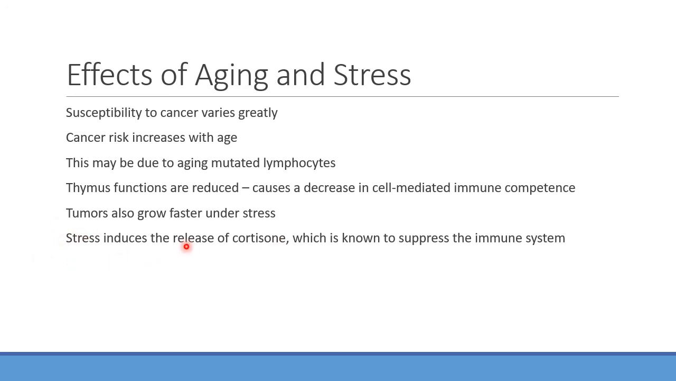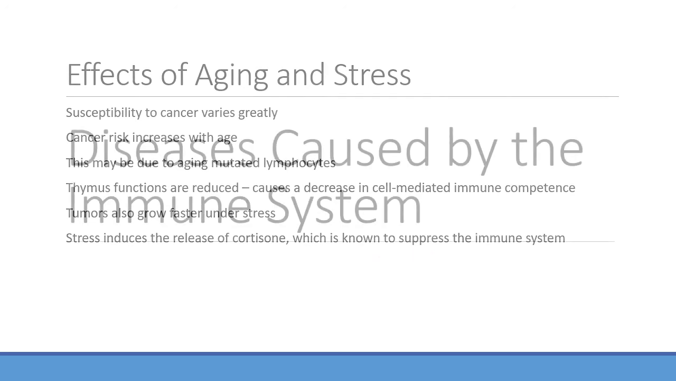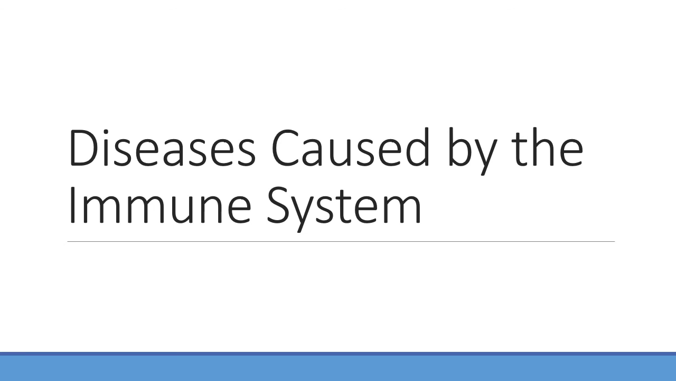So again, always remember, anytime you're giving someone steroids or something like a glucocorticoid, just know that infection is always going to be a big risk with this, because we know it's going to be inhibiting the immune system, right? Okay, so let's look at some diseases caused by the immune system.